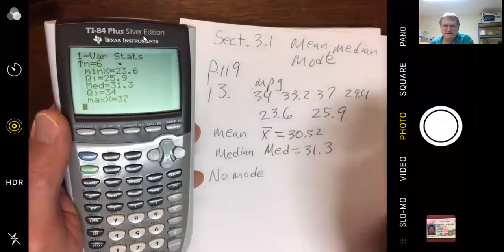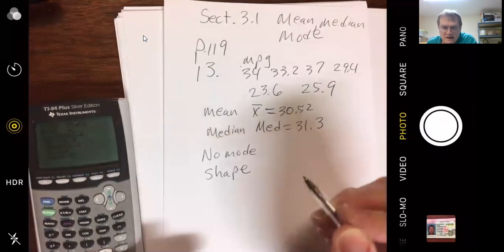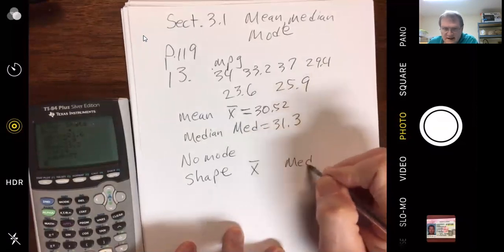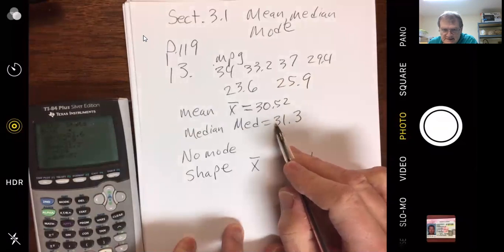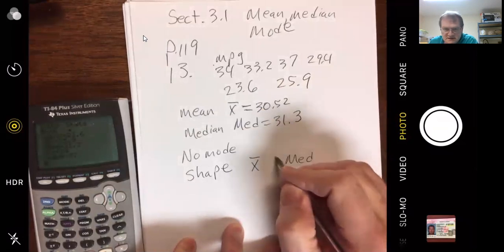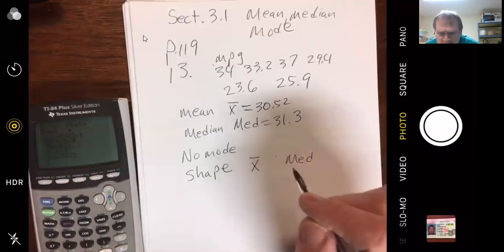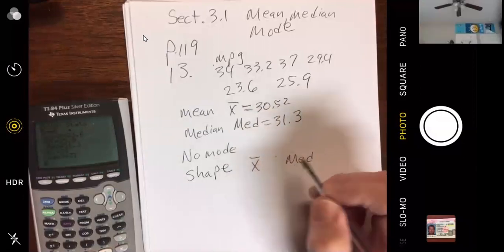Mm-hmm. Did not ask for shape, but just to cover that while we're here, do you see how you would tell shape? We went over this in the Monday video. You have your mean and you have your median. Your mean is what to your median? Greater than, less than, or equal? Thirty-one here. Can y'all hear me? Yeah, I can hear you. Okay. Is the mean what to your median? Less than, greater than, or equal? Less than. Clearly less than.